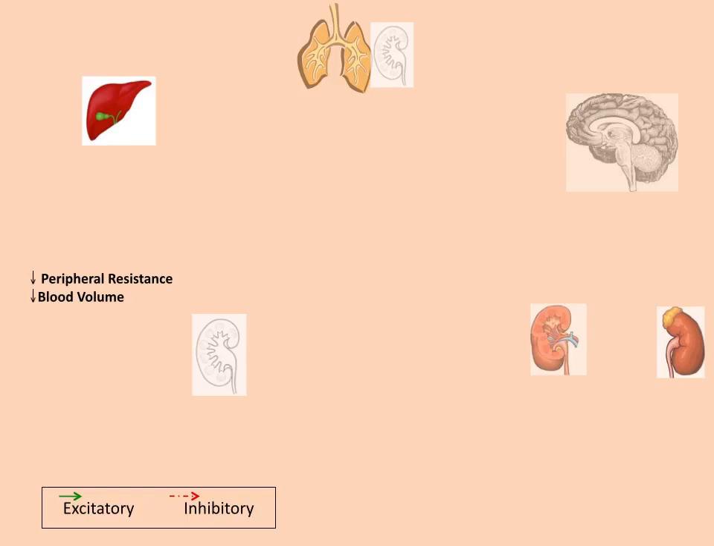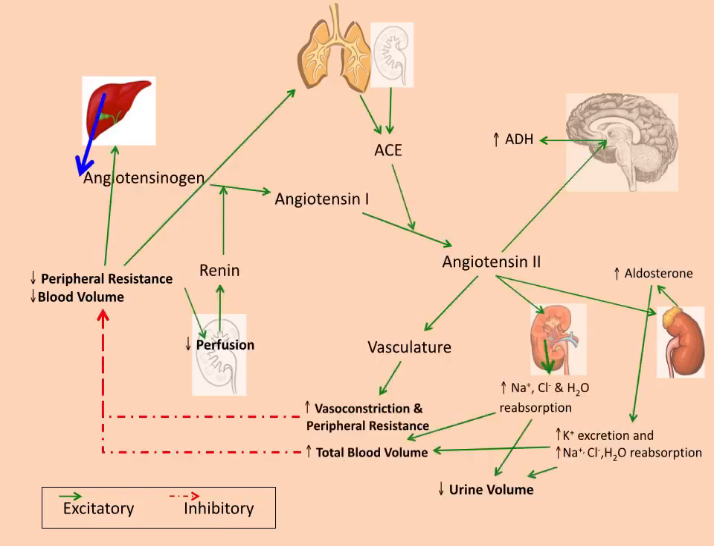So let's take a look at the RAA pathway. We end up starting with a signal of low peripheral resistance or low blood volume. This low peripheral resistance or low blood volume leads to low perfusion in both the kidneys as well as the liver. In the kidneys, this low perfusion rate leads to a release of renin. In the liver, this low perfusion rate leads to a release of angiotensinogen.